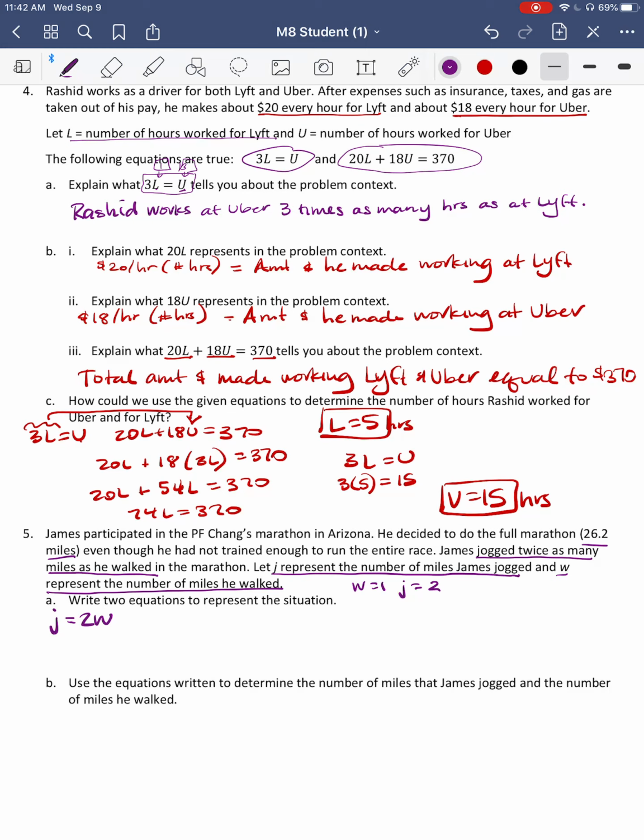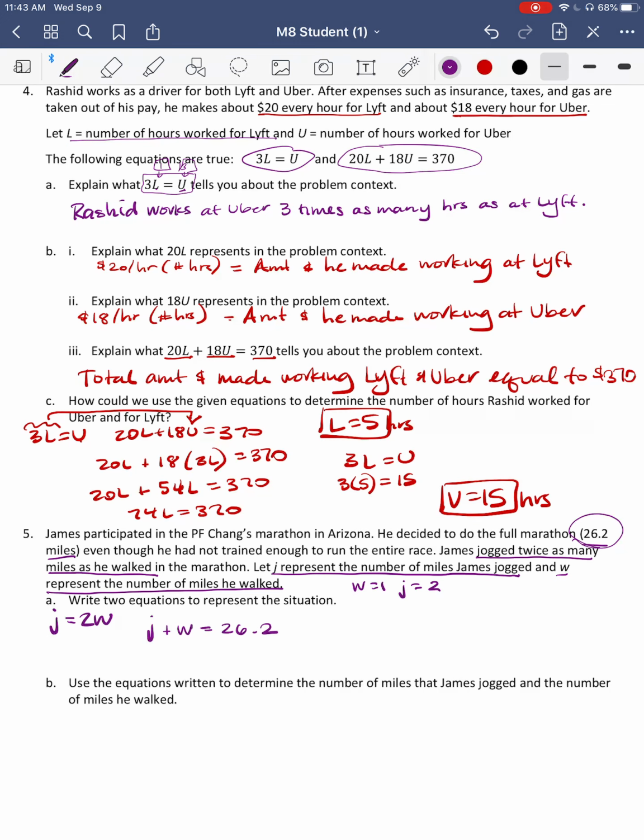All right, so that's our first equation. That one is talking about how the number of miles he jogs relates to the number of miles he walks. The other thing we're told is that a full marathon is 26.2 miles. So he finished the marathon. How did he finish it? Some of it he jogged, and the number of miles he jogged plus the number of miles he walked have to equal 26.2. So those are our two equations.